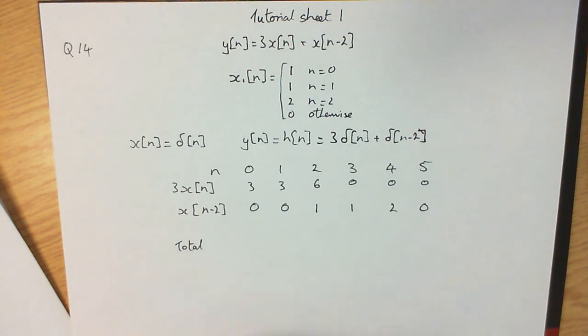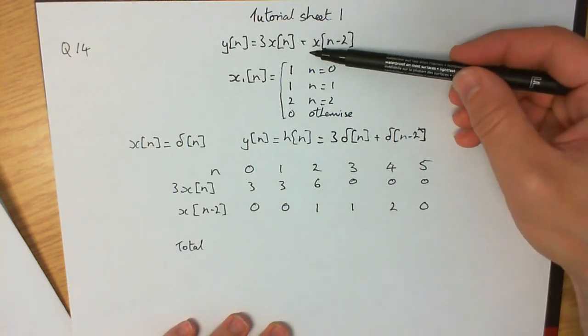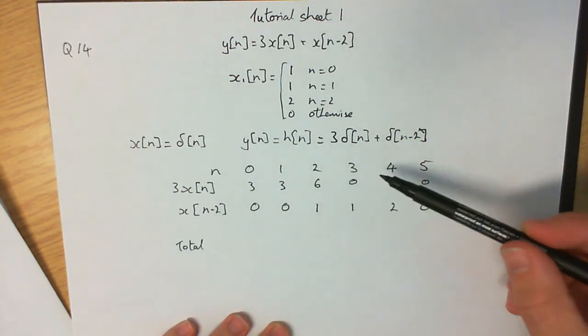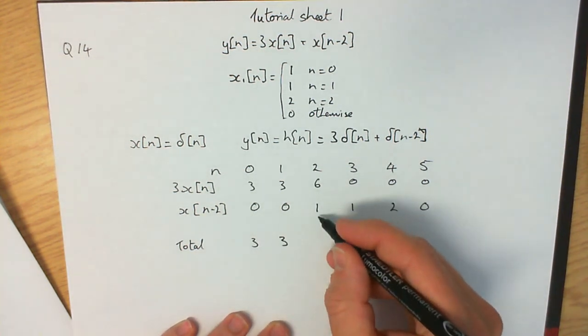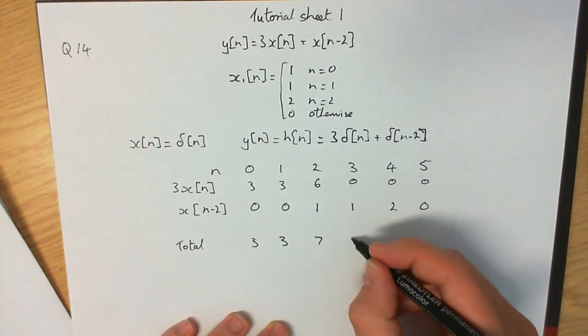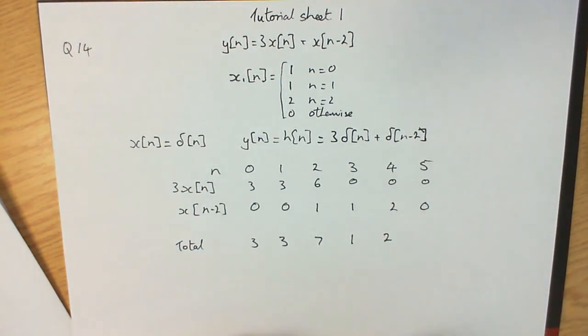and 0 everywhere else. So now all we have to do, because we've got our individual functions, we can just simply add them together for all values of n. So we get 3, 3, 7, 1, 2, and 0 everywhere else.